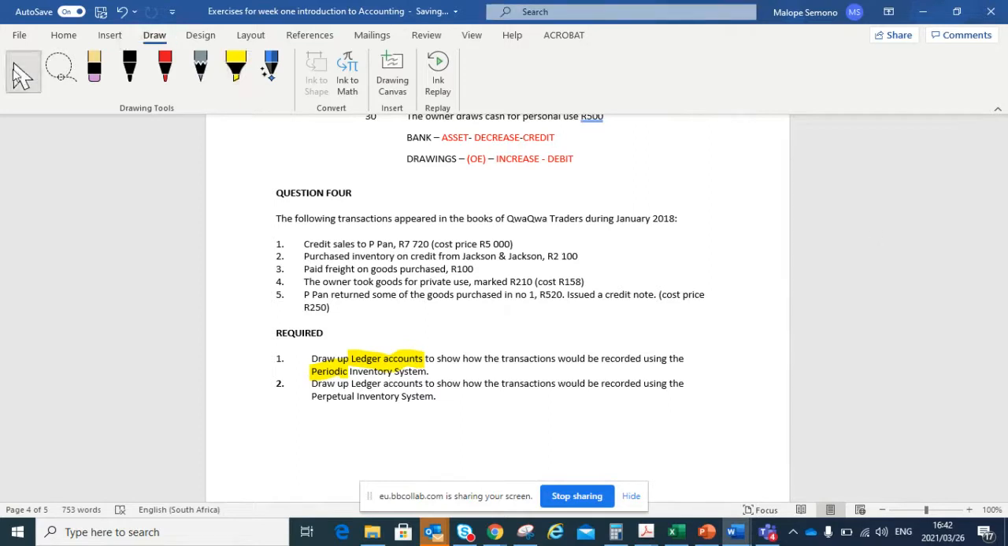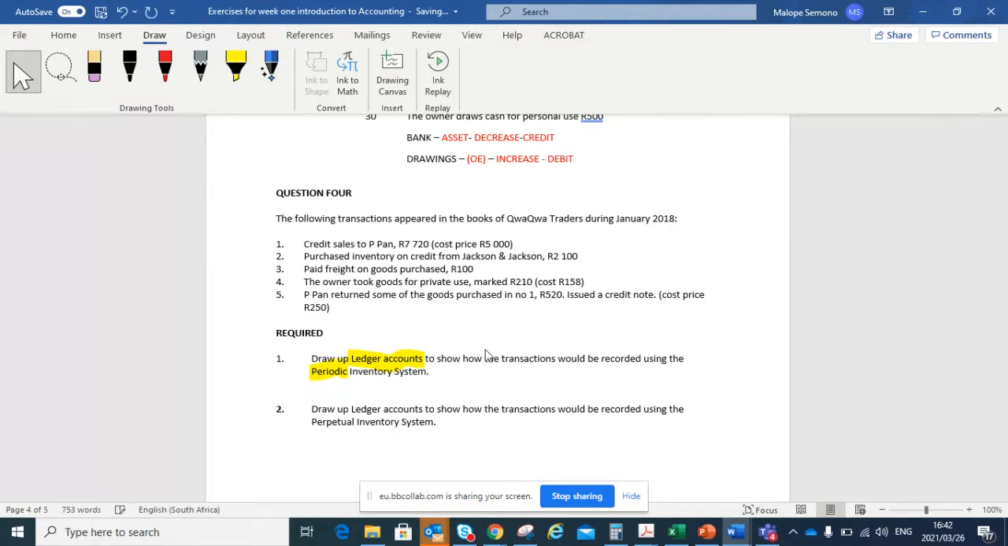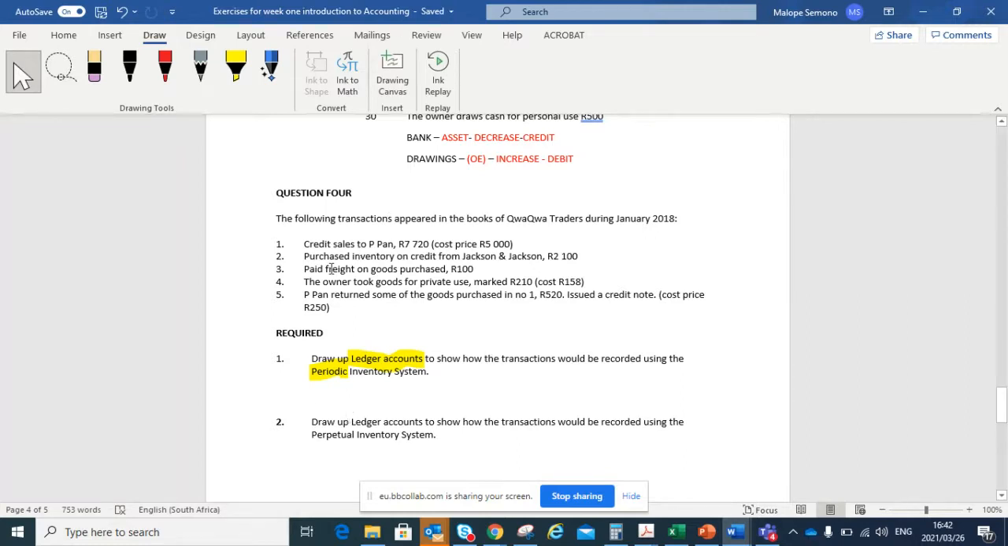Okay, guys. If they are asking you to do the general ledger accounts, don't worry, you still use the same technique that we've been using. Firstly, we come up with the accounts and thereafter we transfer. Let's go to number 1. Because we're dealing with periodic, please give me the accounts involved for number 1. They said credit sales to P-Pen for 7,000.